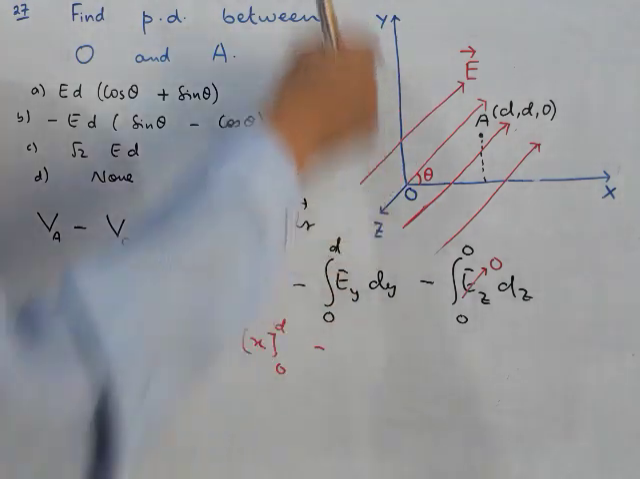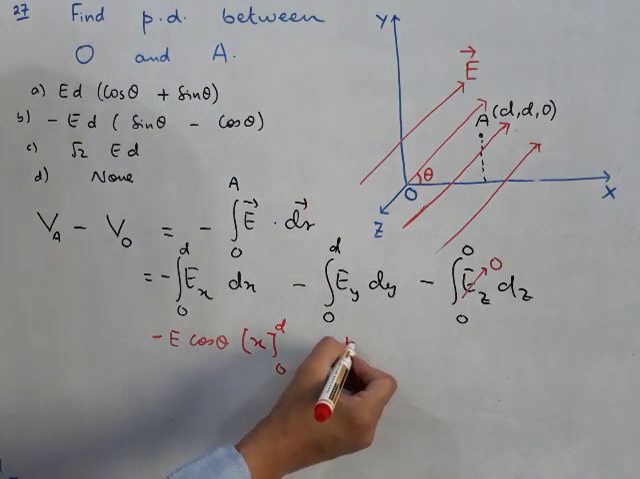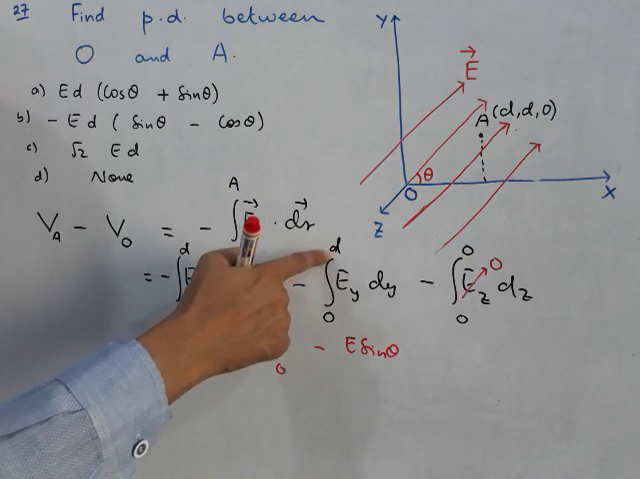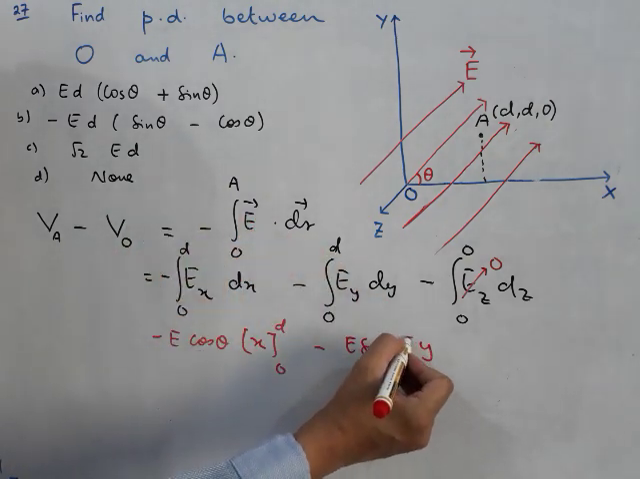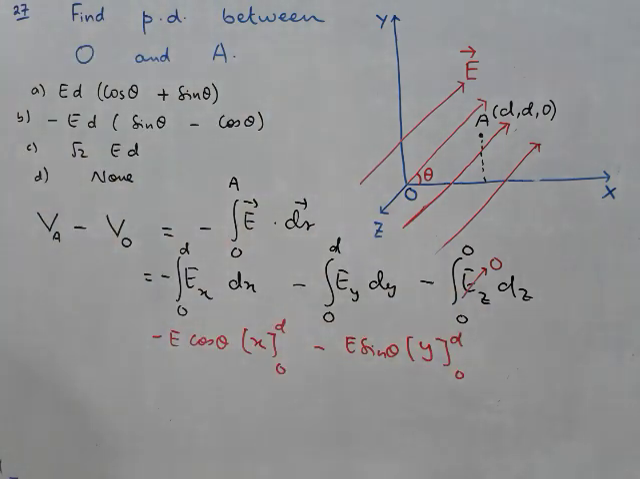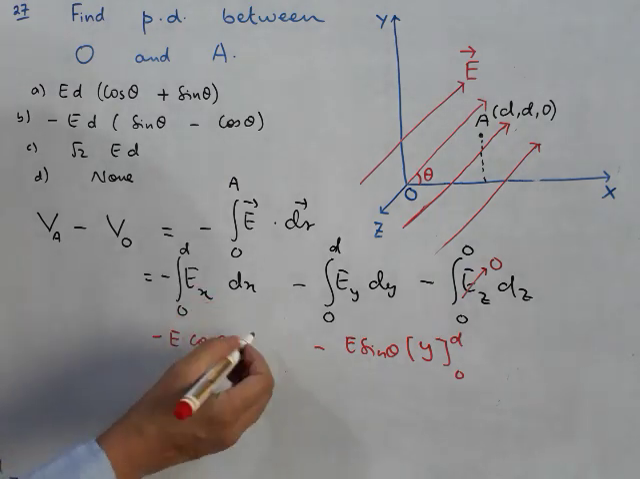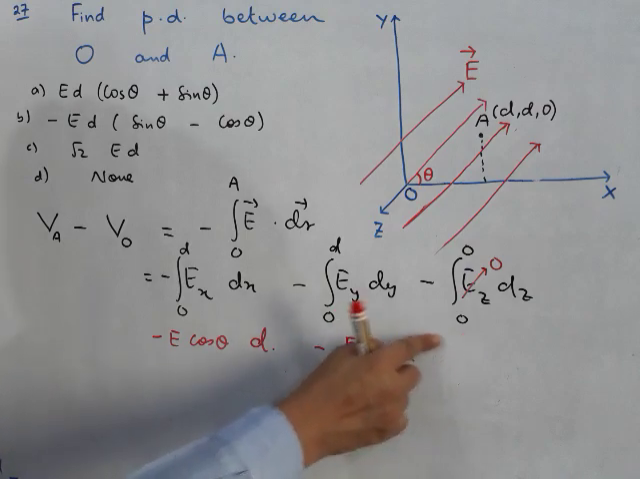Likewise, second term, Ey. Ey will be the y component of the electric field. That is nothing but E sin theta. So we will have E sin theta outside the integration. And we will be left with integration dy. Integration dy is nothing but y, and its limits will be from 0 to d. Now what will be this value? This will be d minus 0, so I can write it as d. This will be d minus 0, so I can write this also as d.